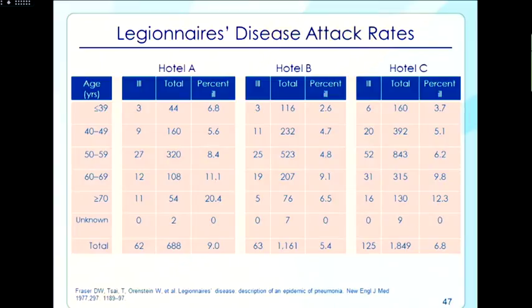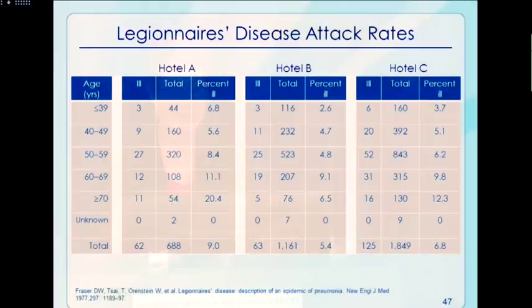The rows, again, indicate data specific by age group for the conventioneers. The first three columns show the data for Hotel A: the number of ill persons, the total number of conventioneers, and the calculated percent ill. We know from before that the highest percentage of ill persons was those age 70 or older in Hotel A. And this is somewhat, although not 100% true, for the other hotels as well.